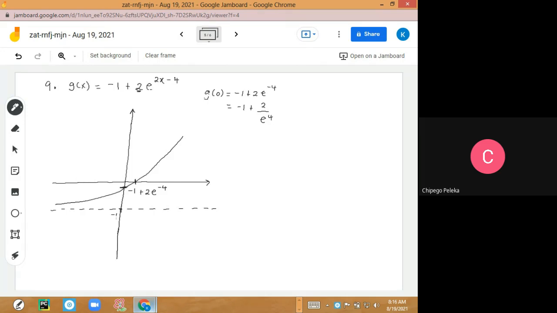Yes, if it's for the y, then why is it being placed there? So it's just a matter of space. Otherwise, I'm writing it for this part here: -1 plus 2e to the power -4. Okay, yes, okay. All right.